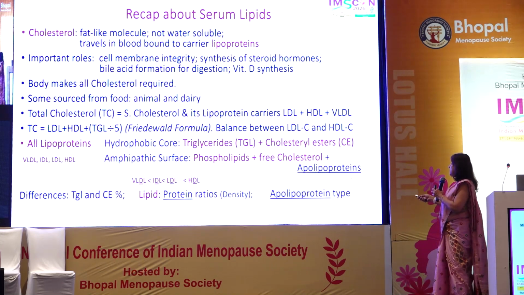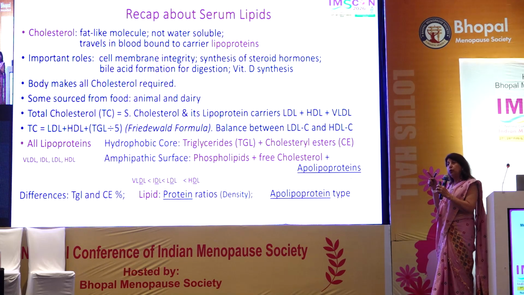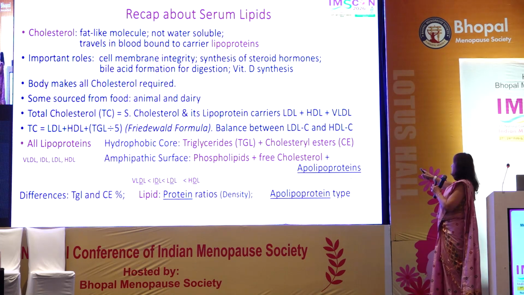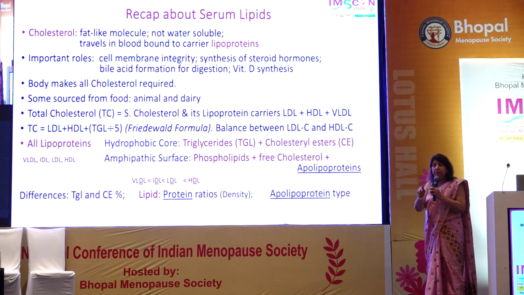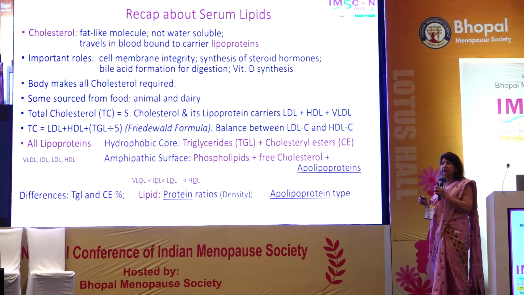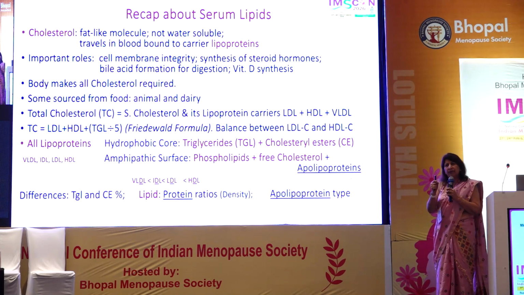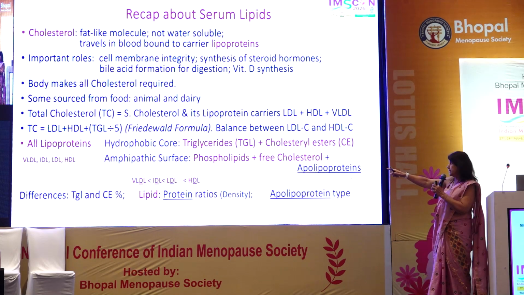So it has a surface which is phospholipids and free cholesterol. The ones in red are the lipid part, the lipo part. The protein part in your lipoproteins is apolipoproteins. Now there I have mentioned VLDL, IDL. IDL is intermediate density lipoprotein. You haven't heard about this because it is just a remnant molecule and very transitional. When VLDL is metabolized to LDL, it goes through that particular phase.